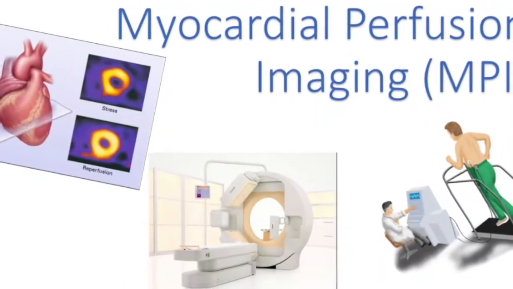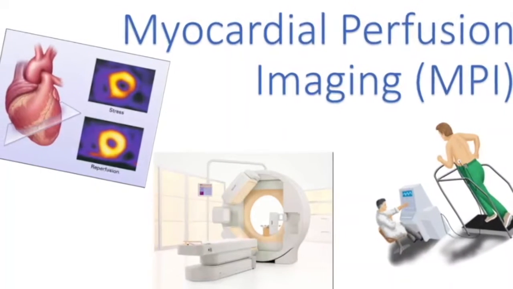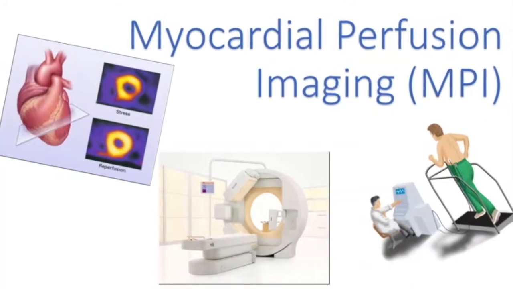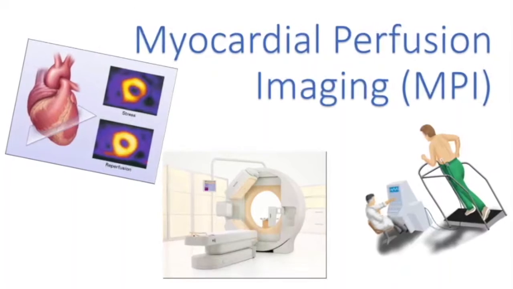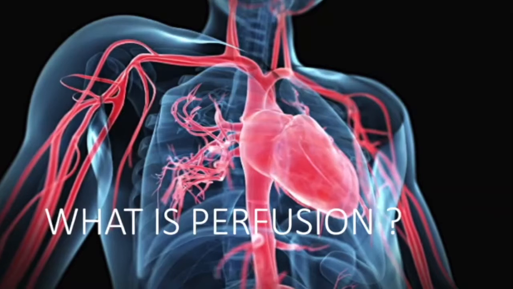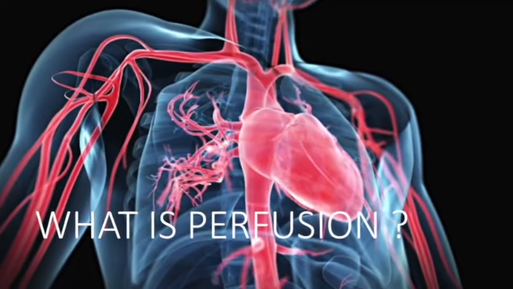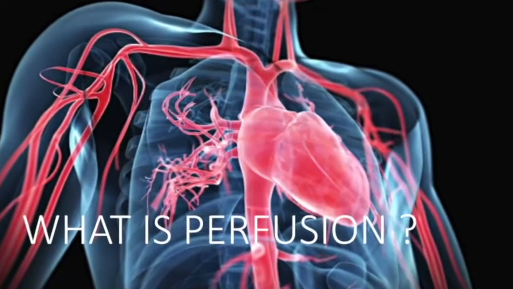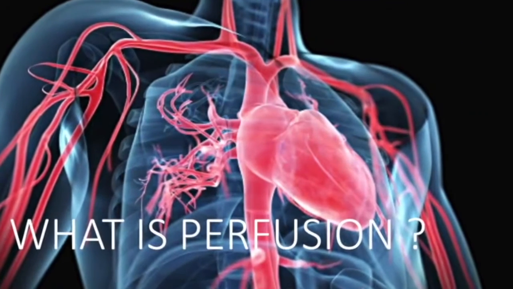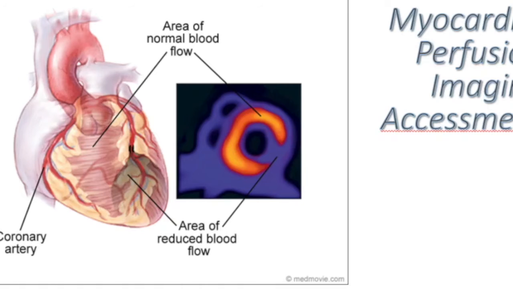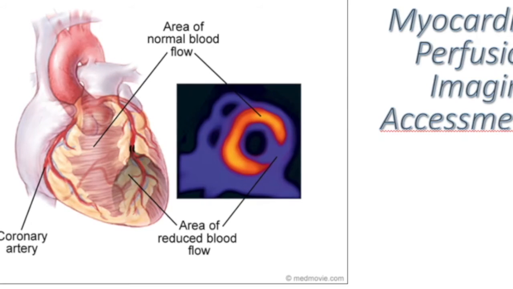So I'm going to talk about myocardial perfusion imaging, MPI. To start off, let's have a better understanding of what perfusion means. Perfusion, in the biological sense, is the ability to deliver blood to the capillary. Now let's move on to myocardial perfusion imaging, MPI.